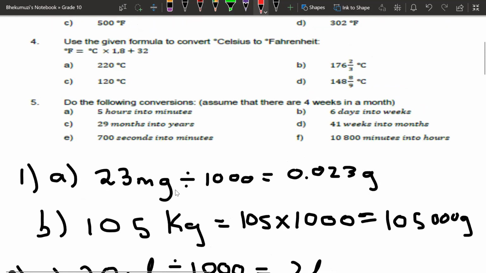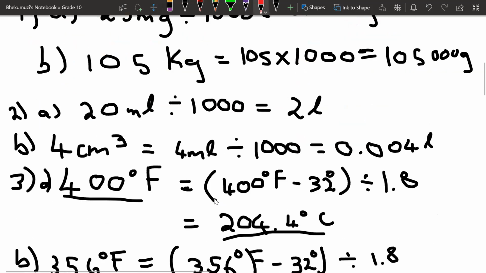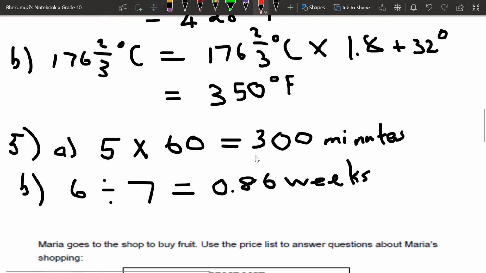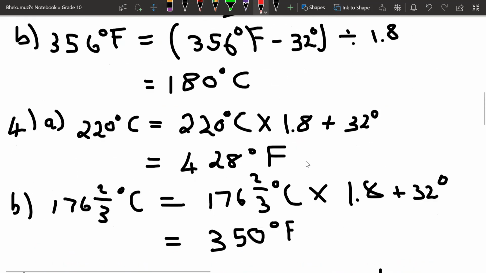And then we also have a conversion of time, right? Now, do the following conversions. Assume there are 4 weeks in a month, right? And just assume that it's not a leap year, because that would create some problems there. Let's just assume generally that it's 4 weeks in a month. So now it says 5 hours into minutes. How do you convert from 5 hours into minutes? You know that when you convert hours into minutes, you must multiply by 60. That gives you 300 minutes, right?